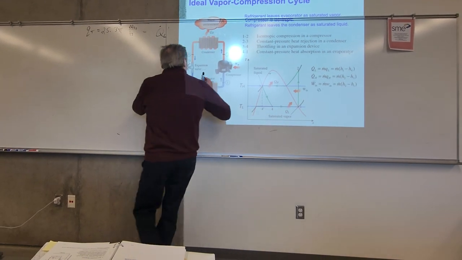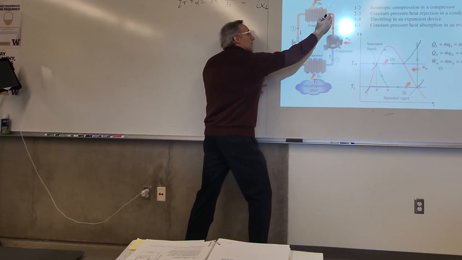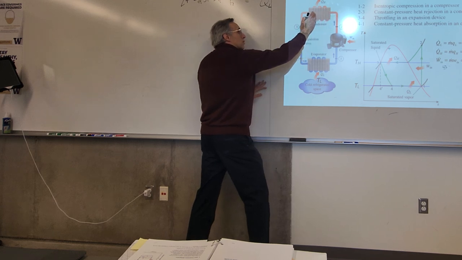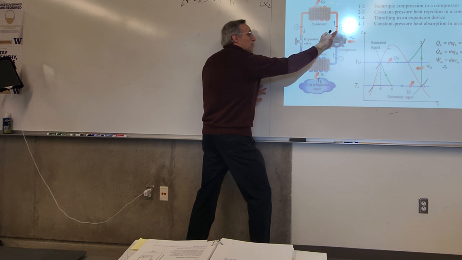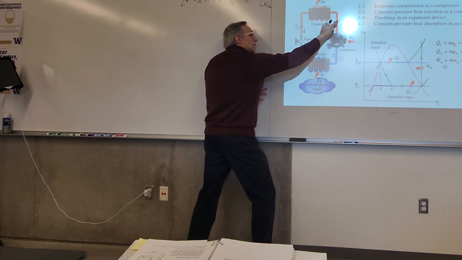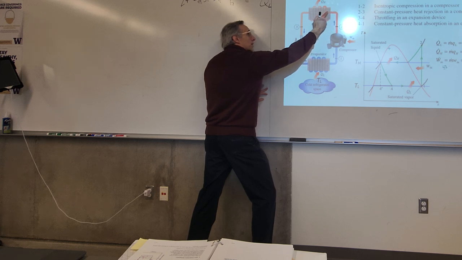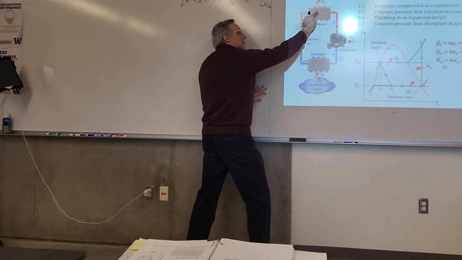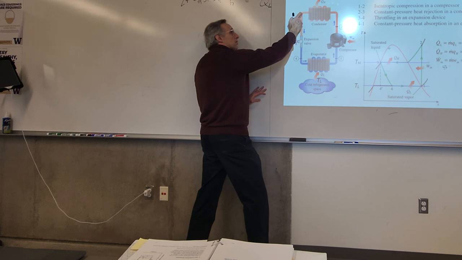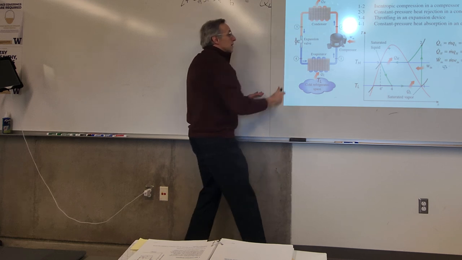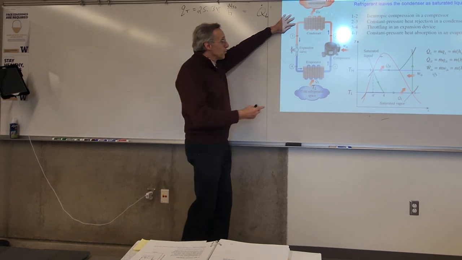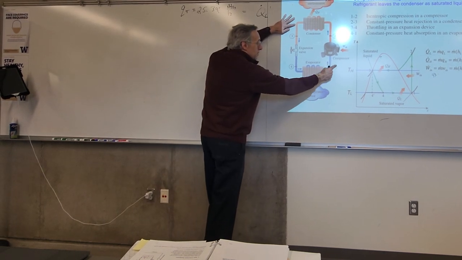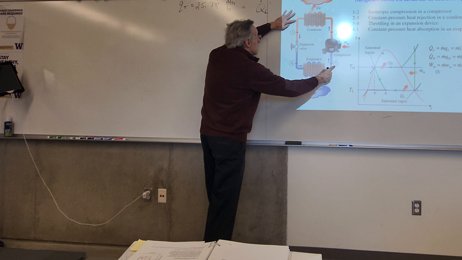And then, what we're doing here is condensing that vapor into a liquid. So we come out as a superheated vapor, and then we de-superheat, we cool to the saturation point, and then condense at constant temperature and pressure to a condensed liquid. In a real system, this would be a subcooled liquid, and in a real system, this would be superheated vapor, slightly superheated here.